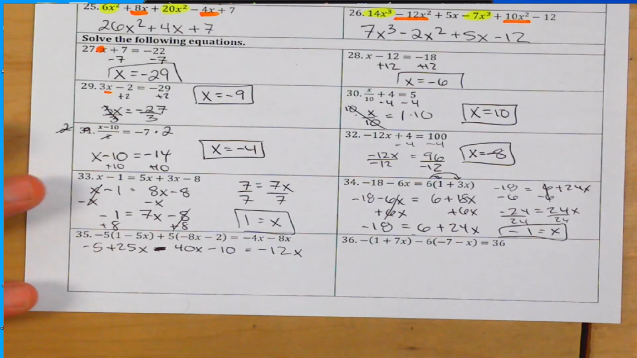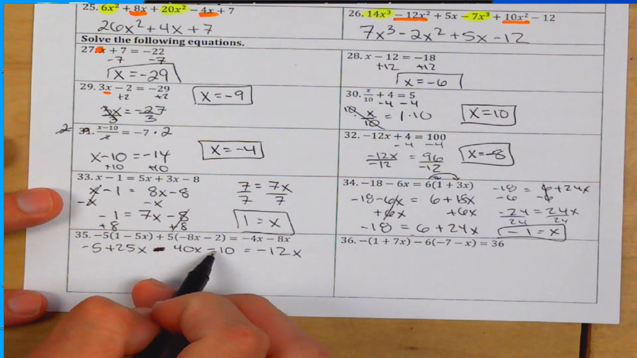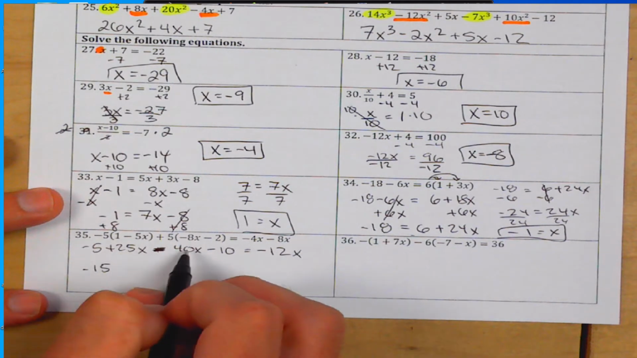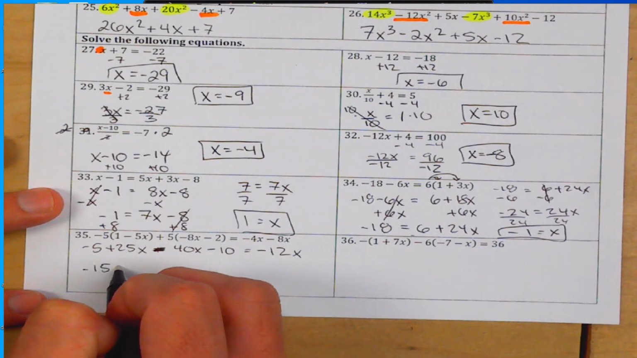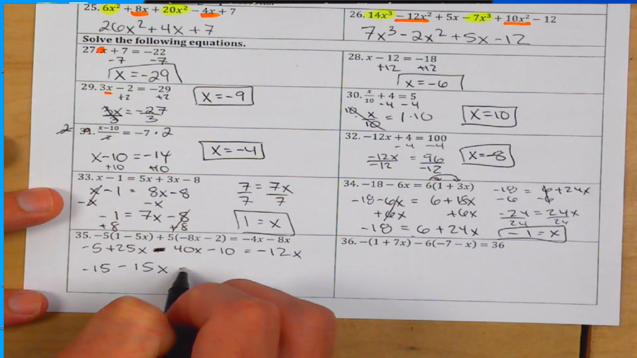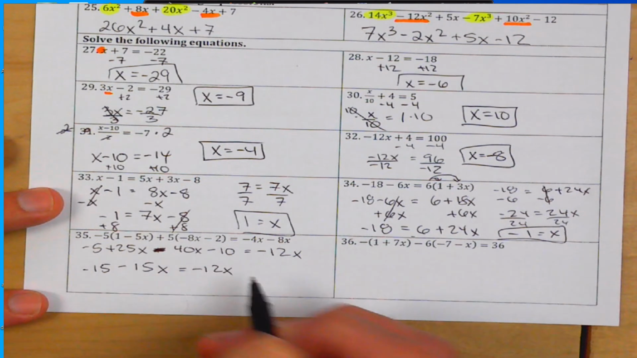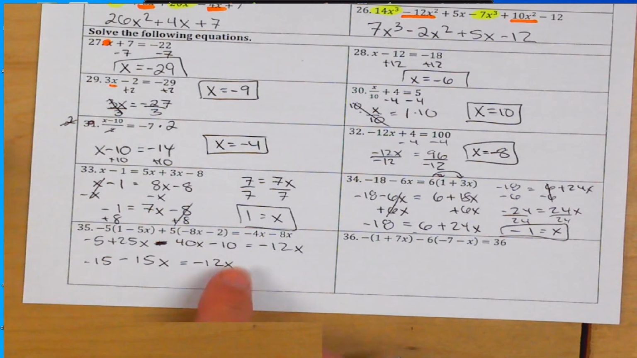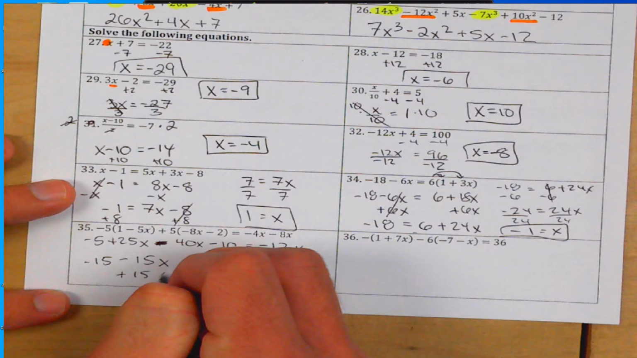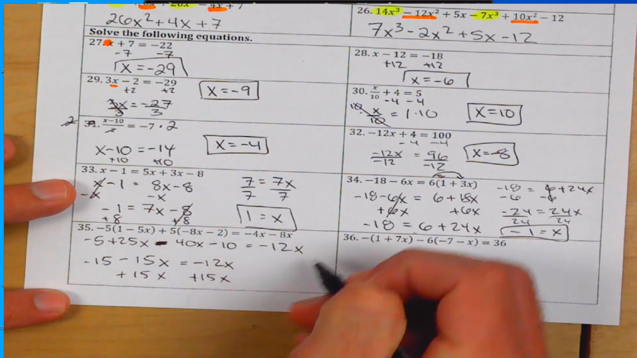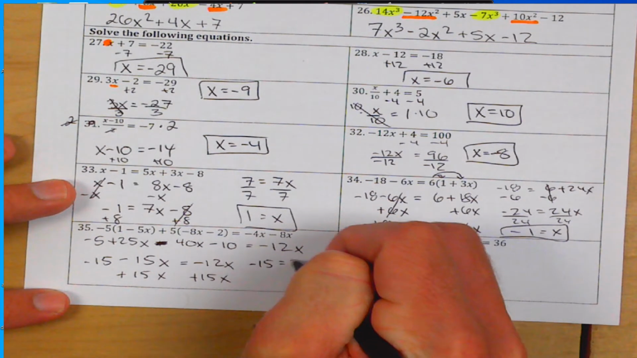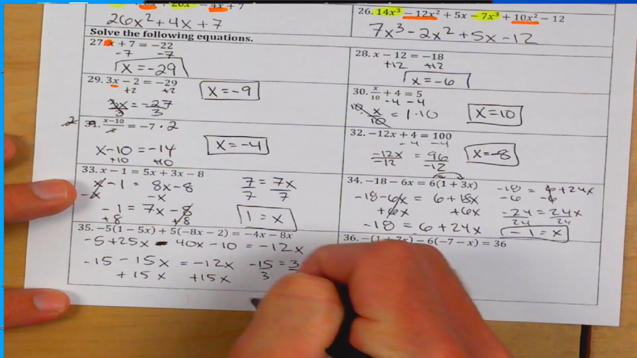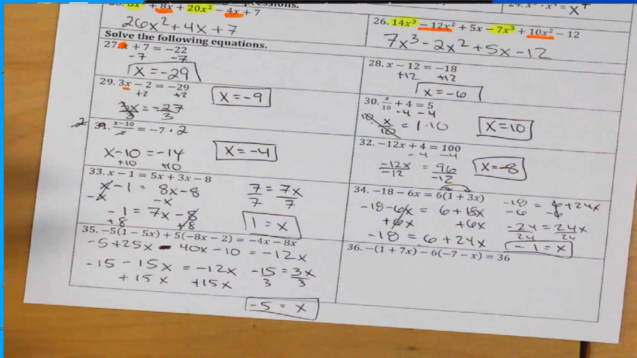Okay. So I'm going to combine like terms on this side. So I have negative 10 and negative 5, that's negative 15. I have a positive 25 and a negative 40, which is actually going to be a negative also, 15x equals a negative 12x. Negative 15 is actually smaller than negative 12, so we're going to add 15x over. And we get negative 15 equals 3x, and then we'll divide by 3. x equals negative 5.